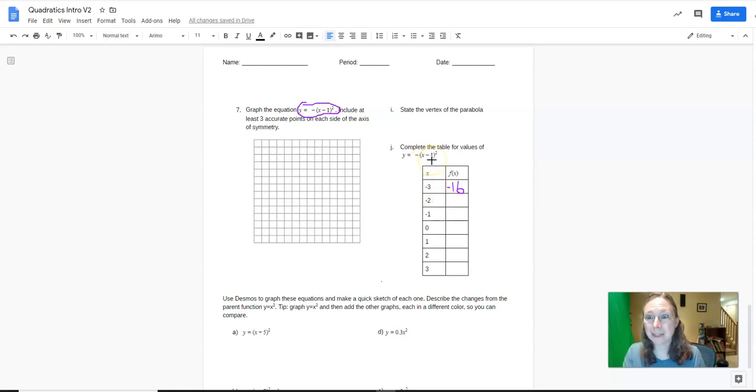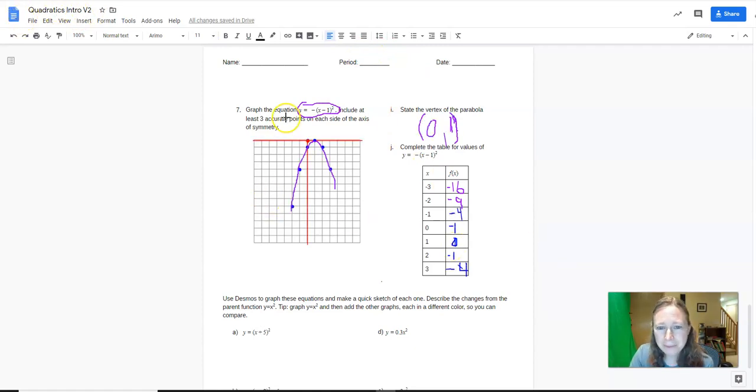I'll try -2 with you as well to get the hang of it. -2 minus 1 is -3. -3 squared is +9. +9 times -1 is -9. So follow the order of operations outlined there. Make your table and your graph, and you're going to see something a little weirder and more interesting with this one.